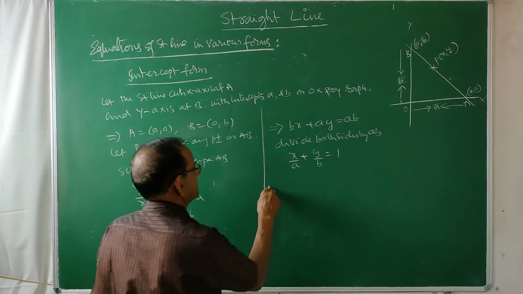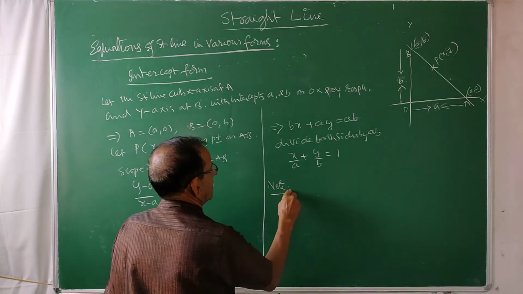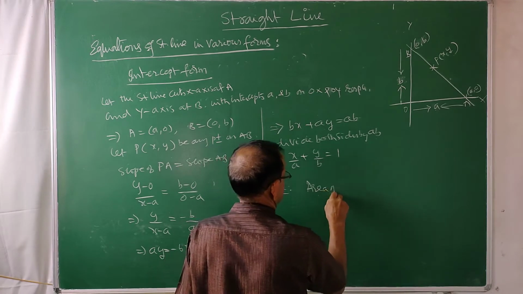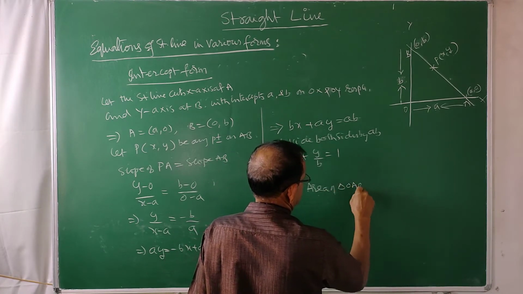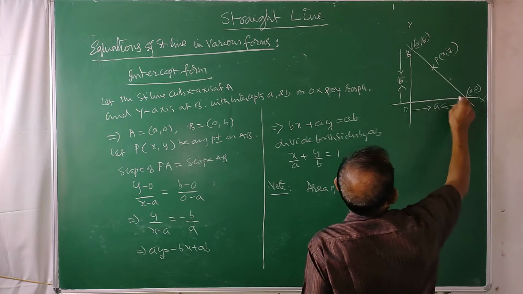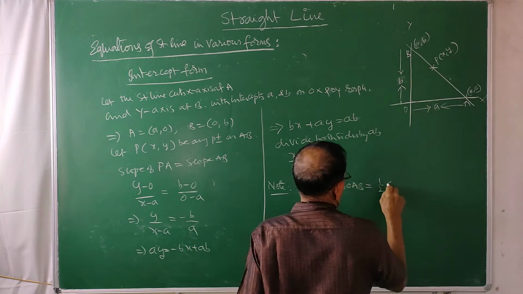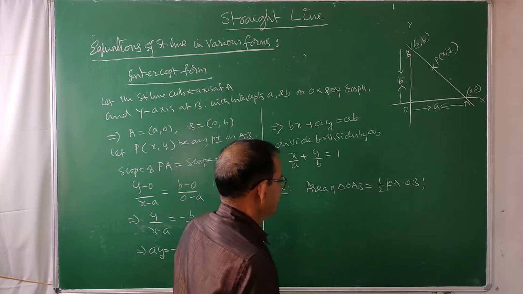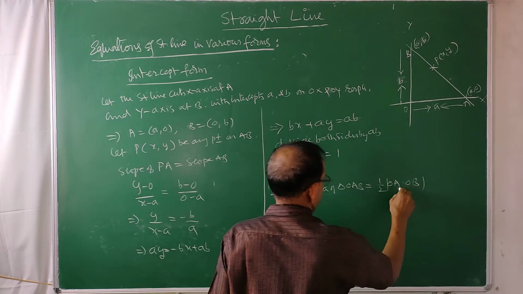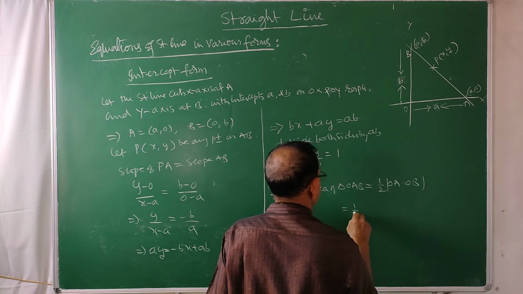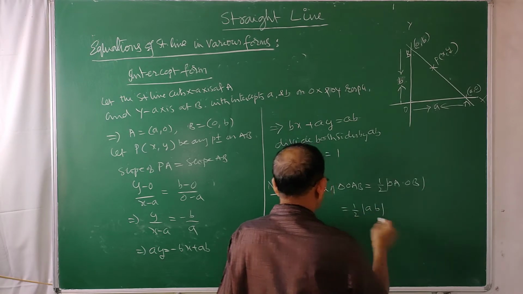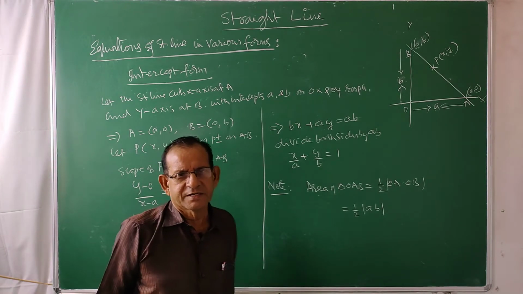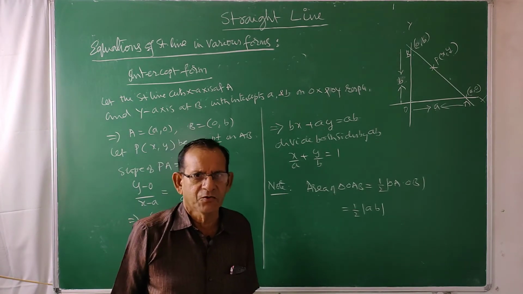Note, what is the area of triangle OAB here? It is a right angle triangle, half OA into OB, with modulus. But OA is small a and OB is small b. That is half modulus of ab. This is the area of the triangle OAB if a and b are the intercepts made by AB with OX and OY.